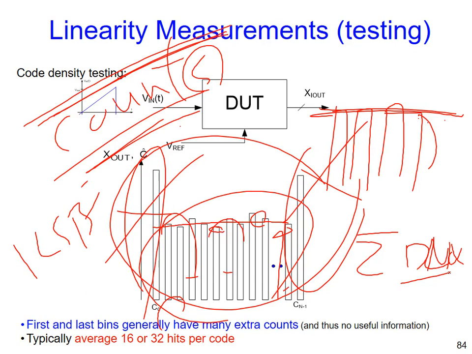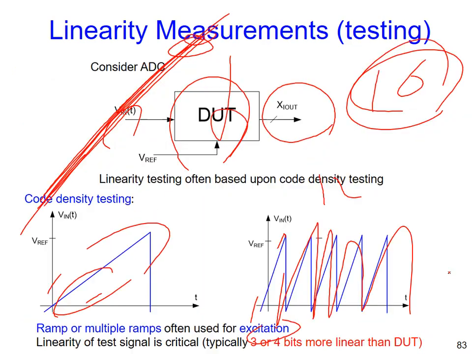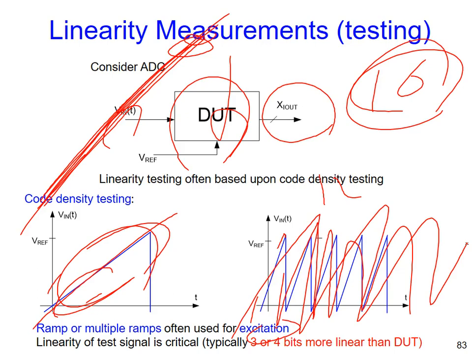So again, what is the requirement? Your input should be very linear. Okay, should be very linear. Never mind whether you use only one or many of the inputs, ideally you will get the same result.